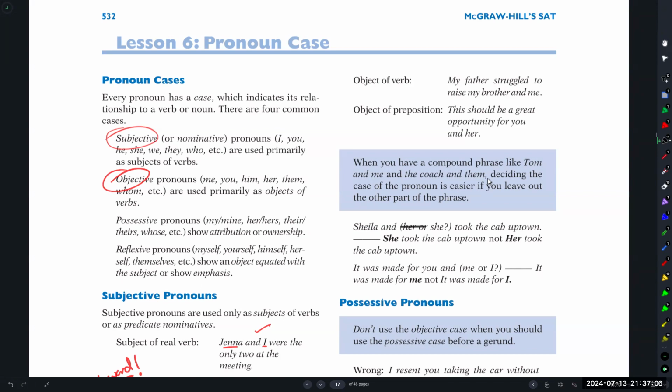So my father struggled to raise my brother and me. My brother and I won't work, because you can kick out my brother: my father struggled to raise me. Yes, correct. It's object case.